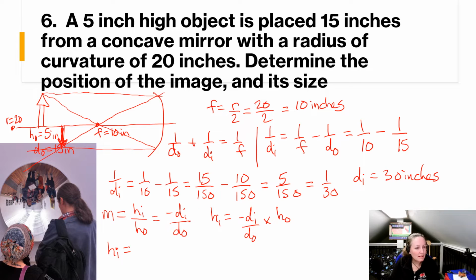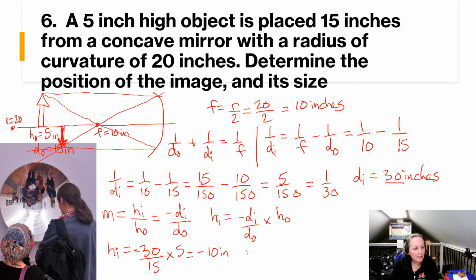So what do we have? The distance of the image is 30. And that's negative. Distance of the object was 15. And then we're going to multiply by the height of the object, which is 5. Well, if we multiply that out, we are going to end up with a negative 10 inches. So what does that tell us? It tells us the negative means it's going to be upside down, and it's going to be 10 inches, so it's bigger than the actual object.